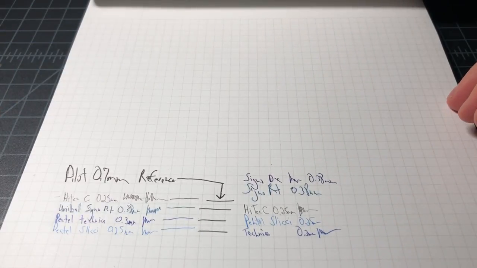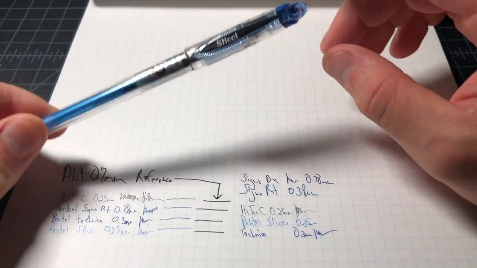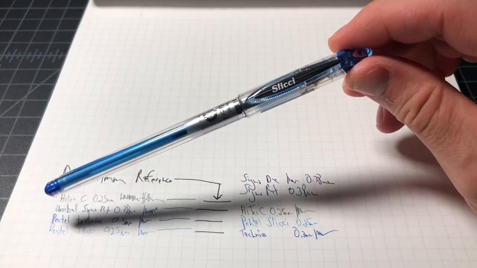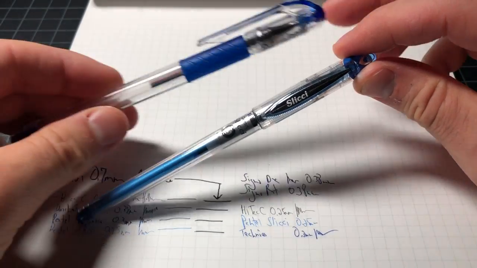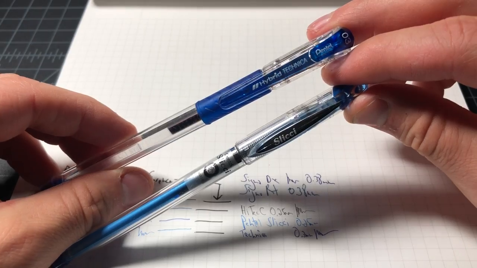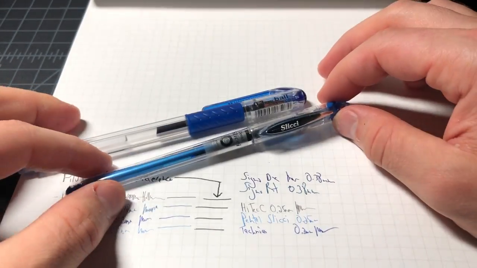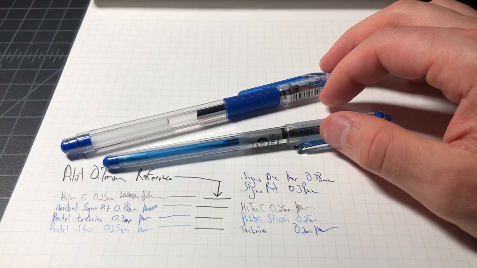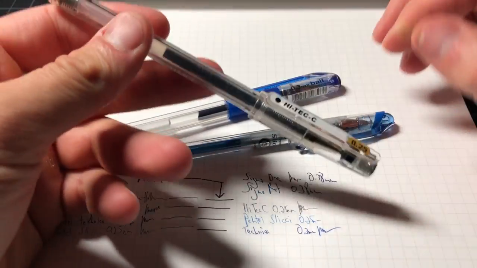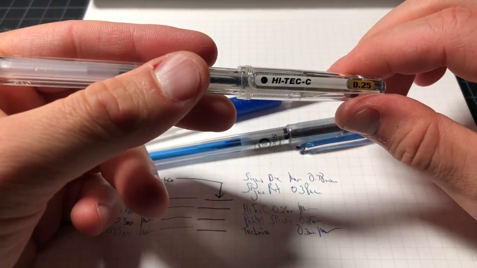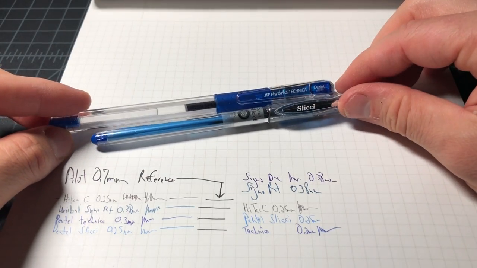So yeah, in summary, if you're looking for something really skinny that writes really well, I would look to Pentel and try to pick up a Hybrid Technica or this guy here. Both write really well. You know, the other guys, even the Hi-Techs, are great. Everyone loves them. But for my money, Pentel is the big winner here.